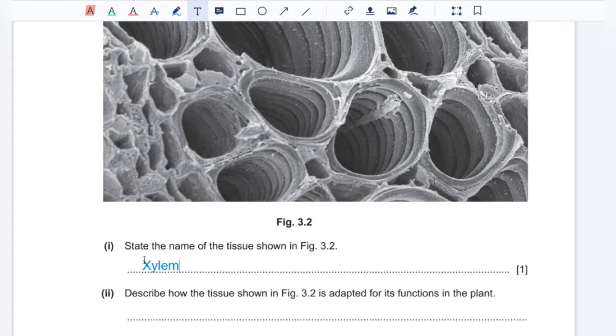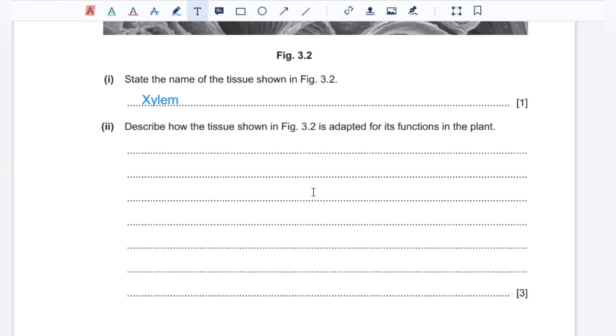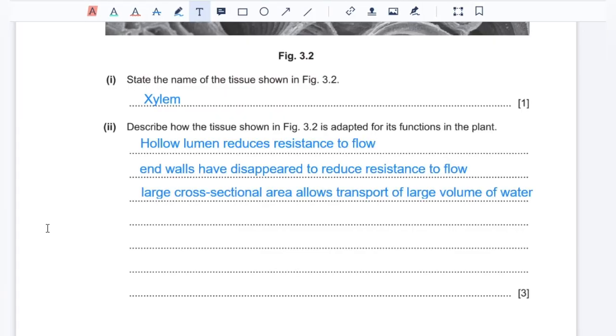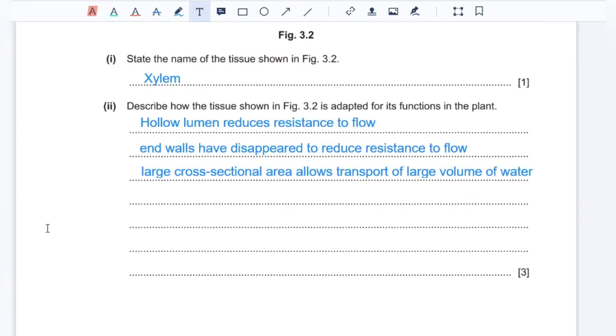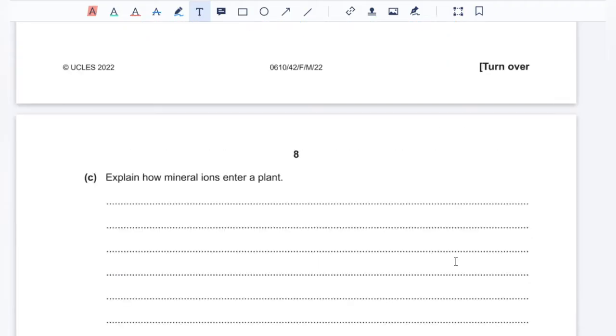Alright, so it's got multiple factors, starting with how the hollow lumen of the xylem vessel will reduce the resistance to flow. The end walls of the cells that make up the xylem vessel have disappeared, which will also reduce the resistance to the flow. And the large cross-sectional area in xylem will maximize the volume of water that can be transported at any given time. You can mention any 3 points for the 3 marks of this question.